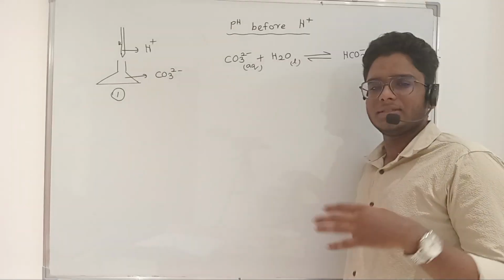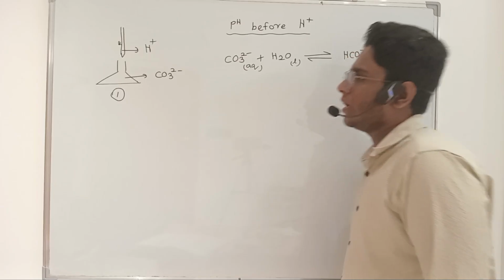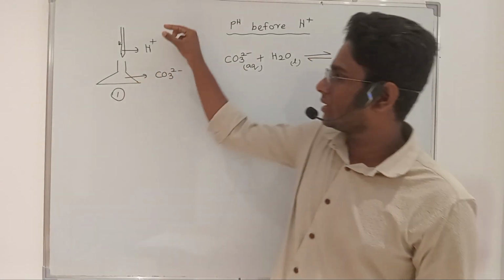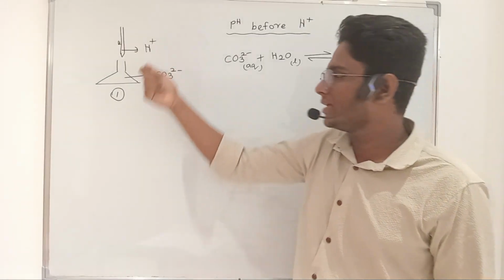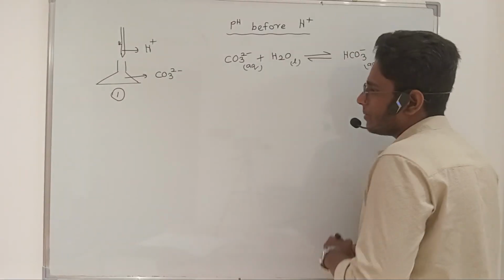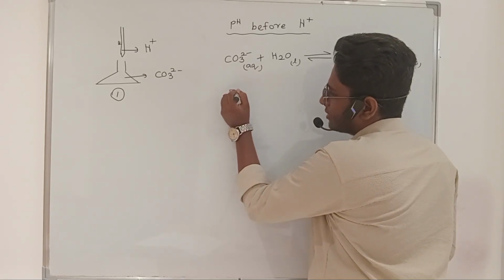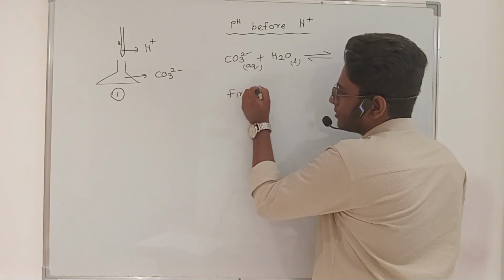And next they will ask what is the first equivalence point. Now what's happening? To reach the first equivalence point, you will be adding H plus through the burette. Carbonate will be present in the solution. This is at the first equivalence point. I am saying the reaction, the first equivalence point reaction.